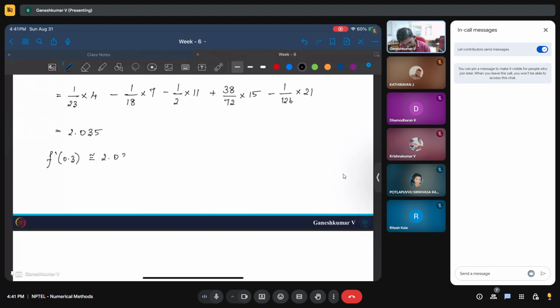almost near to 0.35. Why did we write this? Because we have approximated using a polynomial and then we differentiated it, so it may not be exact. So the approximate solution might be 2.035.